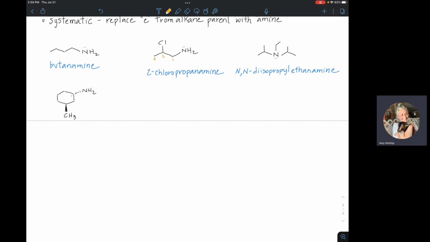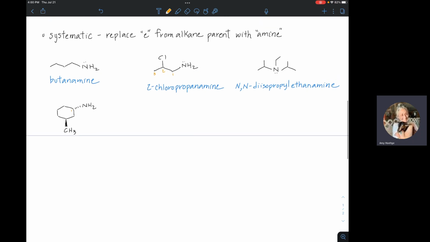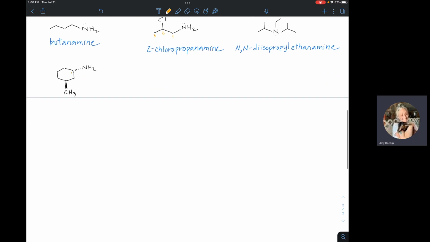And then you have a choice. You can number clockwise or counterclockwise. What you want to do is then give your other substituents on the ring the lowest possible numbers. We only have 1 other substituent on the ring. If we had 2, we would have to decide, okay, which one comes first alphabetically, and then we'd go in that direction, right? We want to give our other substituents the lowest possible number. So that means we're going to go carbon 2, carbon 3.